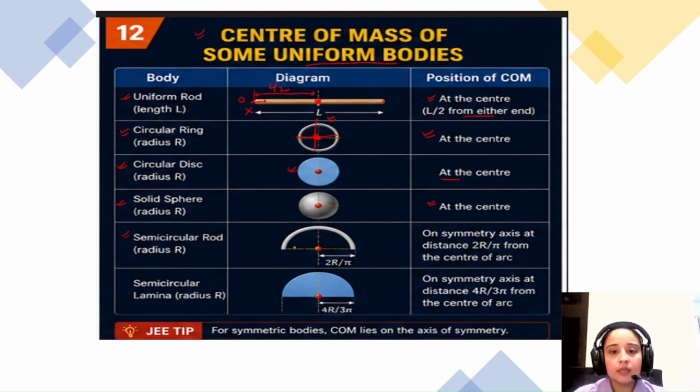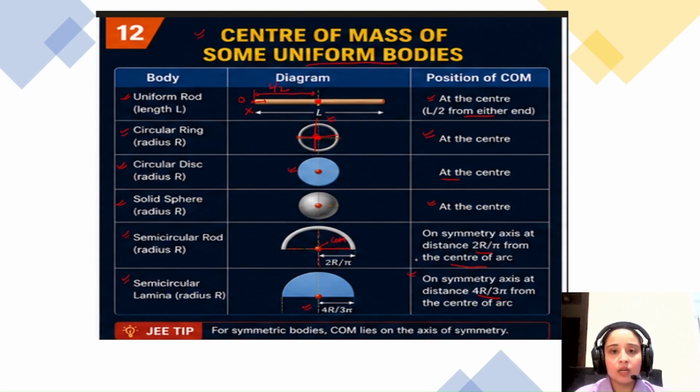For a semicircular rod, again you can draw a symmetric axis. Then the distance from the center of the arc along the symmetric axis is 2r by pi. So this is the position of the center of mass, that is 2r by pi. And for a semicircular lamina, on the symmetric axis, the center of mass lies at a distance of 4r by 3 pi.